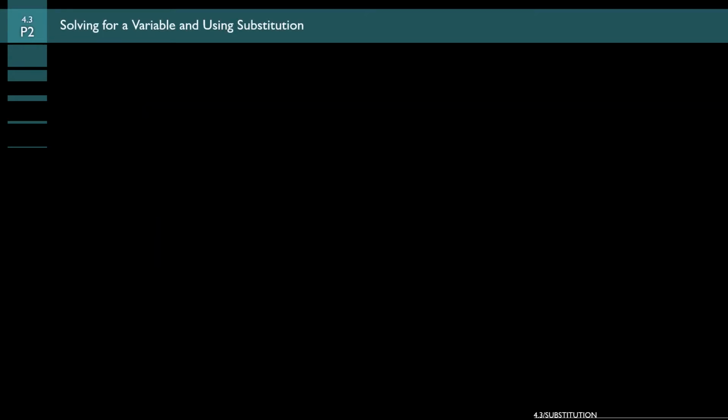In problem number 2, we're going to again use substitution, but we've got a little bit more complicated setup to begin with. In this case, we've got 3y plus 4x equals 14, and negative 2x plus y equals 3.